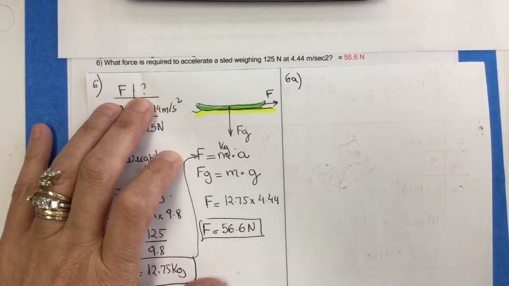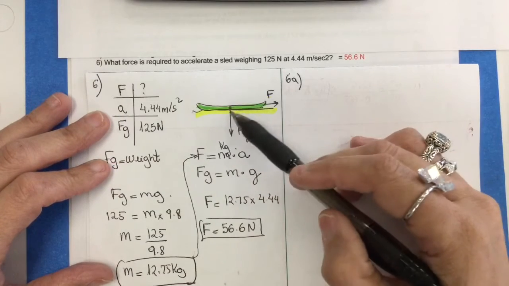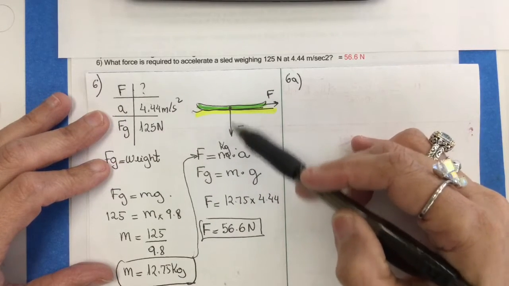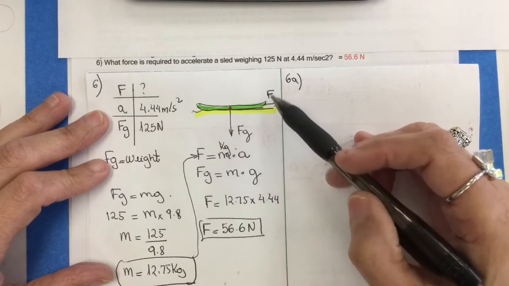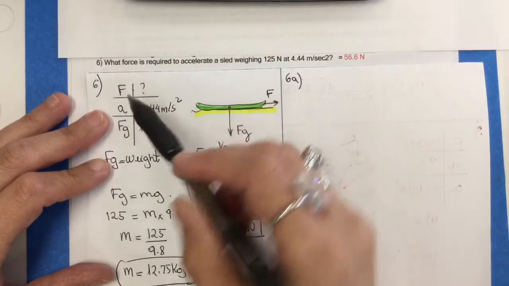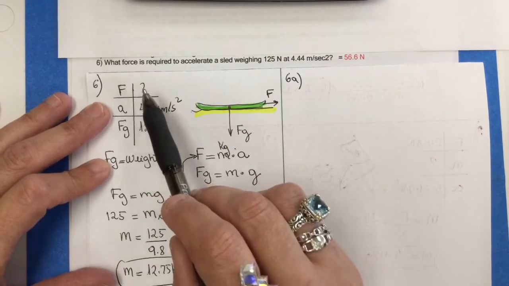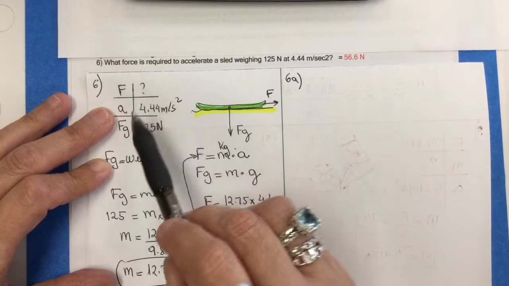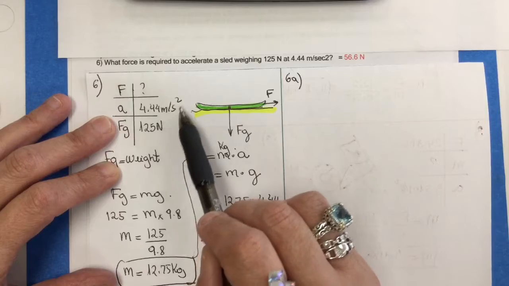Problem number 6. What force is required to accelerate a sled weighing 125 newtons at 4.44 meters per second squared? So we build the table as we are reading the story. The force is what the problem is looking for. The acceleration is 4.44 meters per second squared.